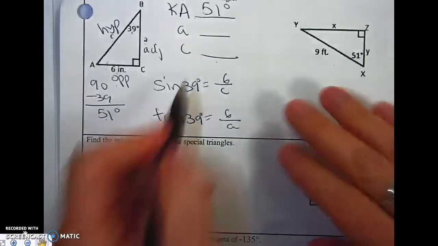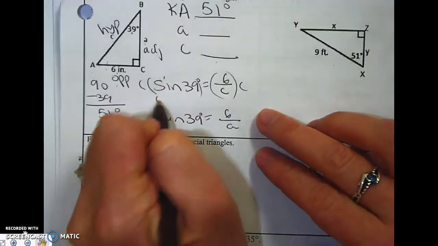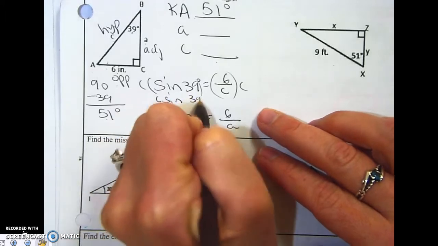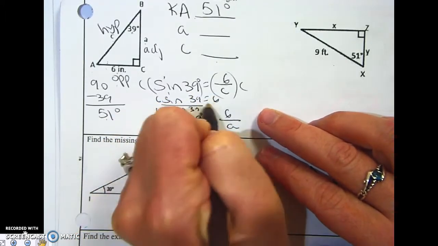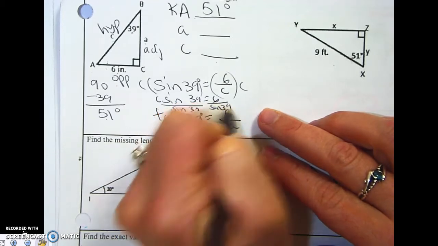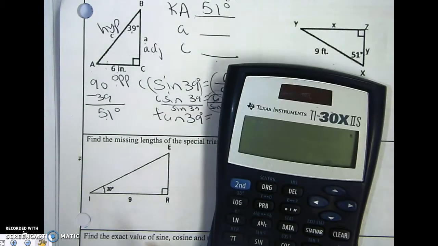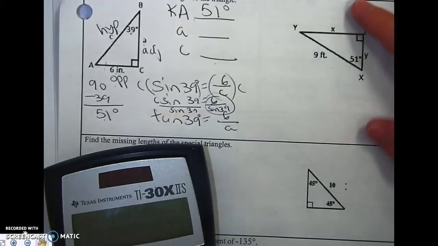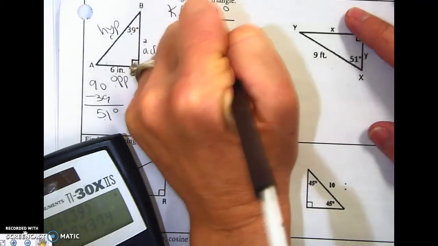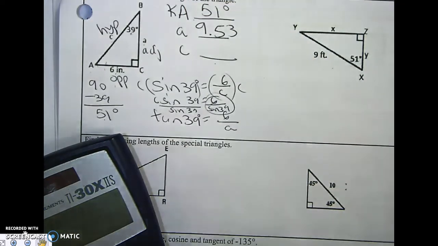If I'm going to solve this, I multiply both sides by c. Then I'm left with c sine 39 equals 6. Then I divide by sine 39 on both sides. In my calculator, I'm going to go 6 divided by sine 39, and I get 9.53. Since it doesn't tell me how to round, I'll just stick with the hundredths, unless it specifically tells me.